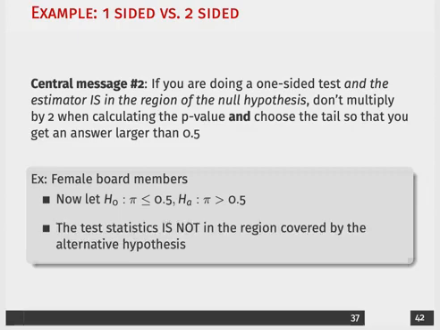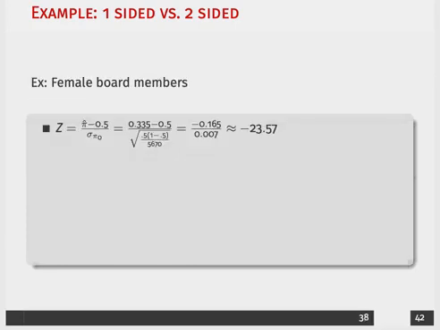But in order to prove that, or find sufficient evidence for that, we're going to have to set up our one-sided test appropriately. So in this case, the test statistic is not in the region that's going to be covered by the alternate hypothesis, right? We don't anticipate that the true proportion is going to be above 0.5.